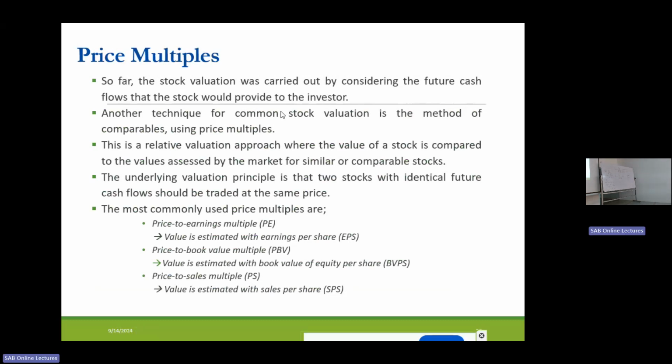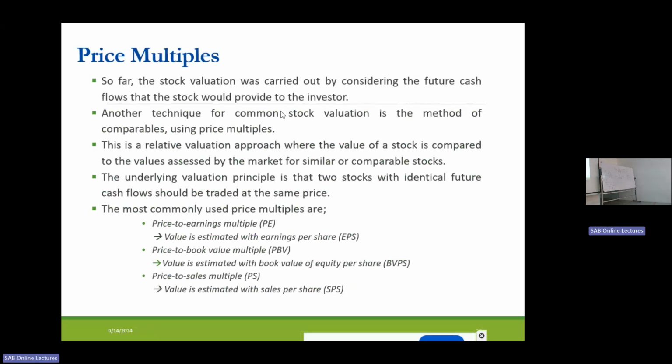And these are dividend discount models. In addition to calculating the intrinsic value of equity shares, we can use price multiples. This is very popular in the real world. Financial analysts use these price multiples more frequently to calculate the intrinsic value. Mostly they use different price multiples.